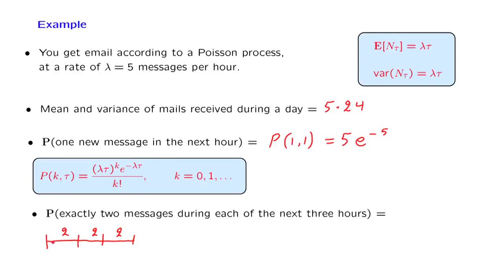On the other hand, for each one of the hours, the probability is going to be the same, so it's enough to take the probability of 2 messages during this hour, which is, in our notation, this quantity, and multiply it with itself 3 times, so we get the third power of this. Now, this expression is equal to the following. Lambda times tau is 5, k is equal to 2, so we get 5 squared. Then we have an e to the minus 5 term, and k is equal to 2, so we're dividing by 2, and we take the third power of this.